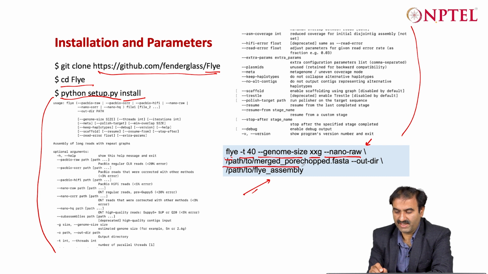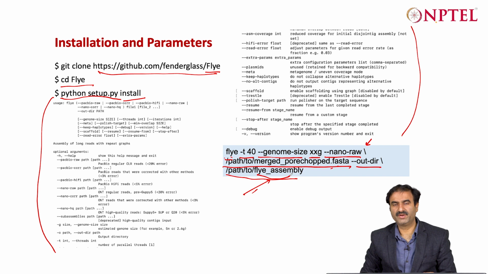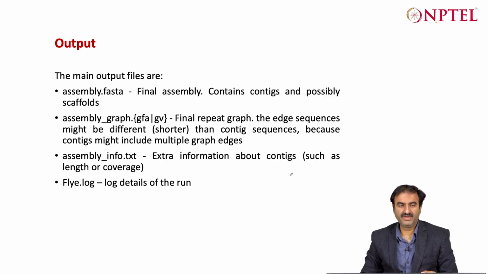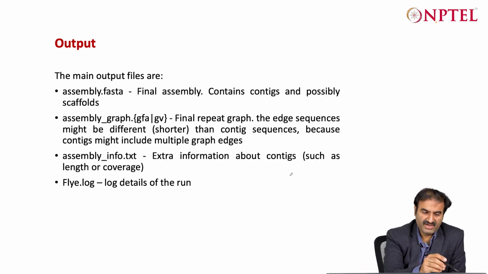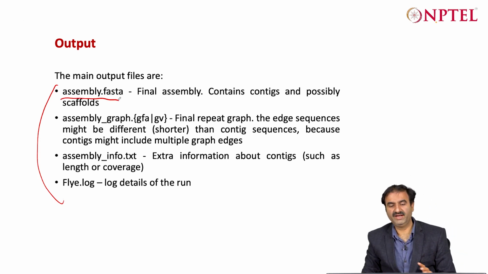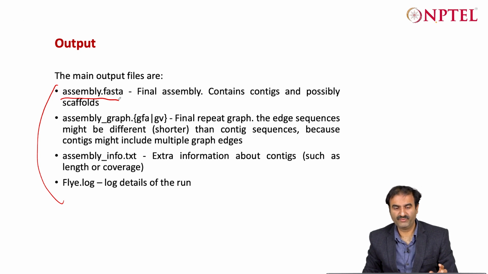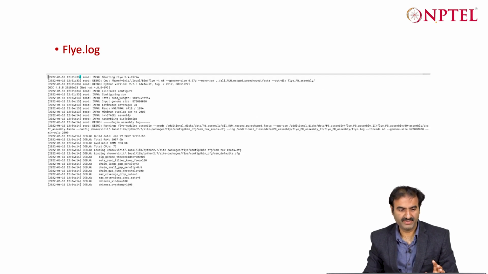So this is the path to the Porechop FASTA file. Guppy gave you the FASTA file, Porechop removed the adapters. Now you use that as the input and specify the output directory of the Flye assembly, where your assembled contigs and sequences will be placed. Basically it gives these output files, of which assembly.fasta is the file that will be mainly useful for you, that contains the contigs and possible scaffolds that it has formed, in the FASTA format.